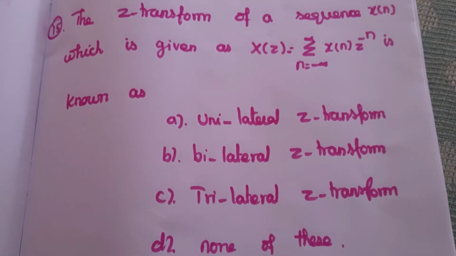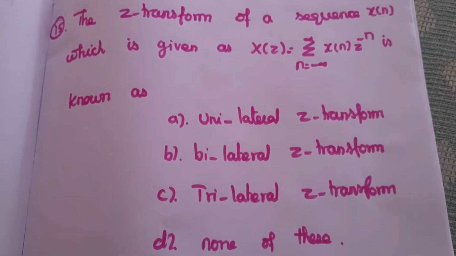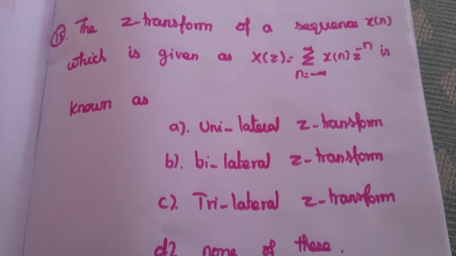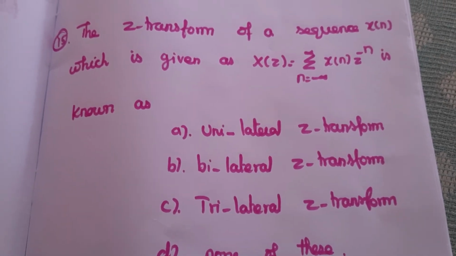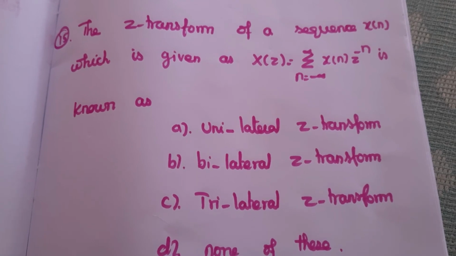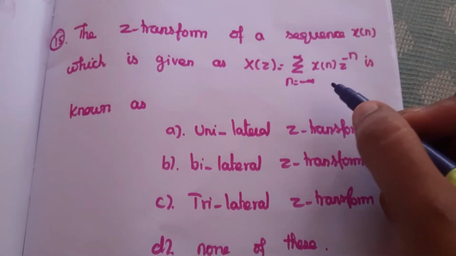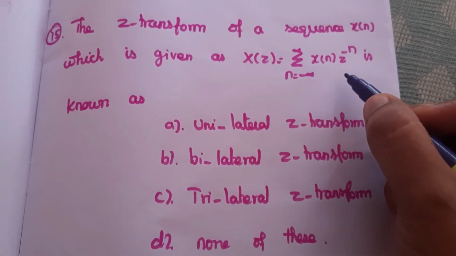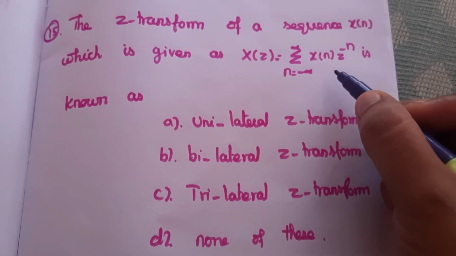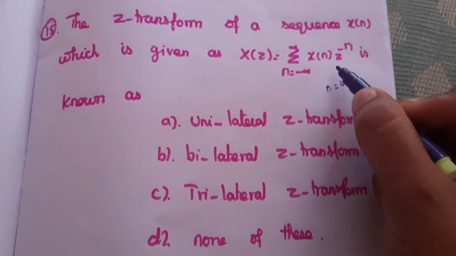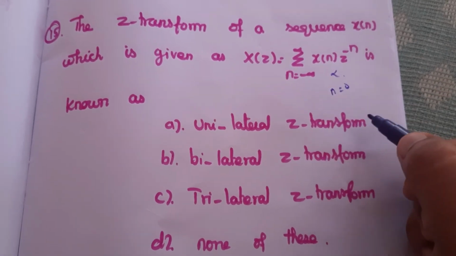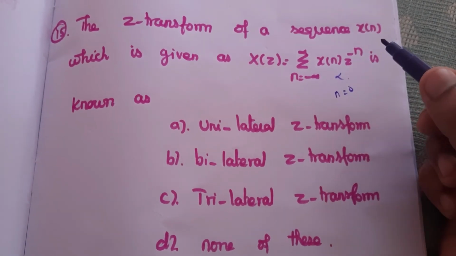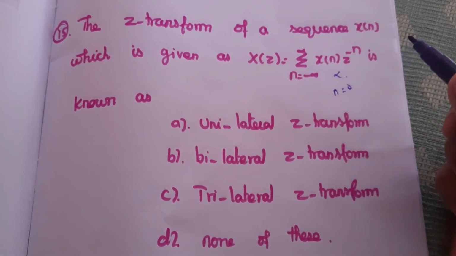15th question, the Z transform of a sequence x of n which is given as X of z equal to summation of n equal to minus infinity to infinity x of n z power minus n is known as? This is known as bilateral Z transform. When n is equal to 0 to infinity, that is known as unilateral Z transform. When n is equal to minus infinity to infinity, this is known as bilateral Z transform. So here the answer is B.